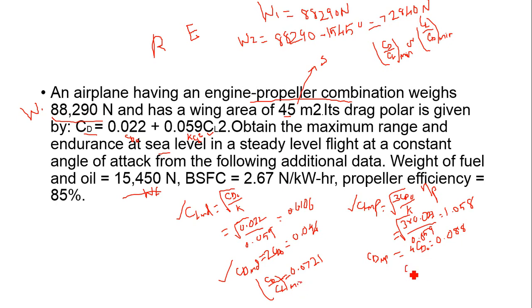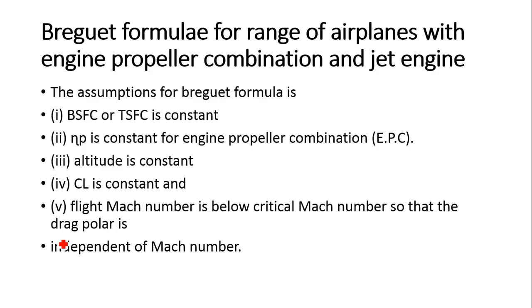and here we need to find CD by CL power 3 by 2, that is CL power 3 divided by 2. For that, we will be getting the value like 0.0808. Okay, so two things we have found. Next we can straight away put the formulas. So for finding this one, this is the formula.